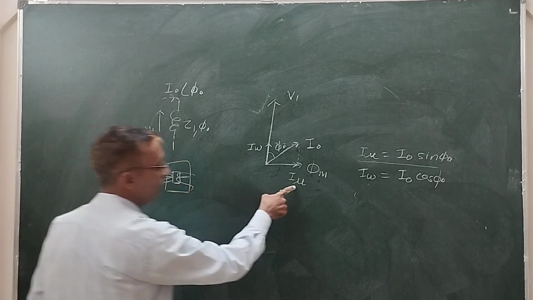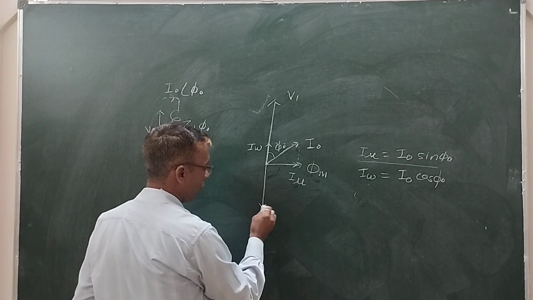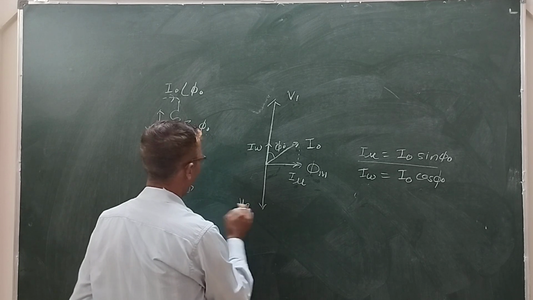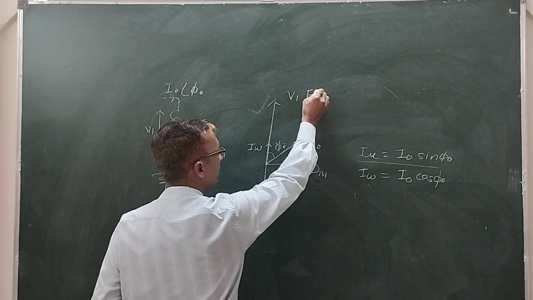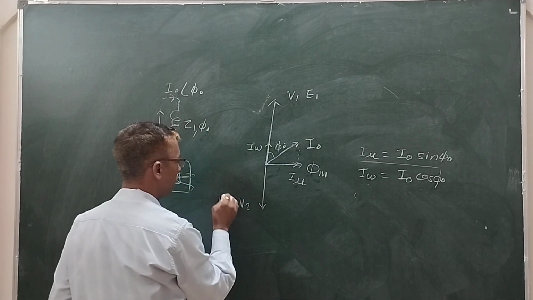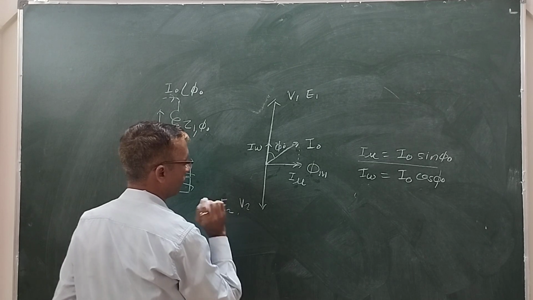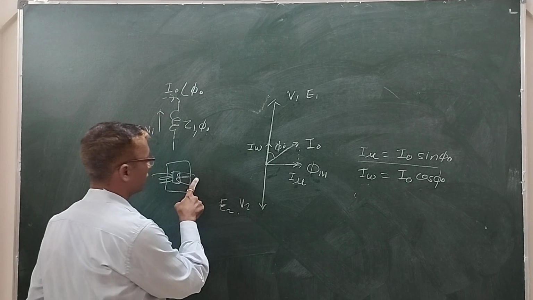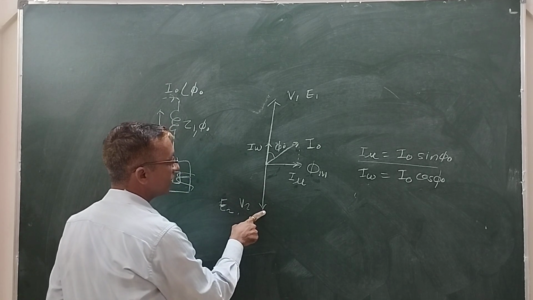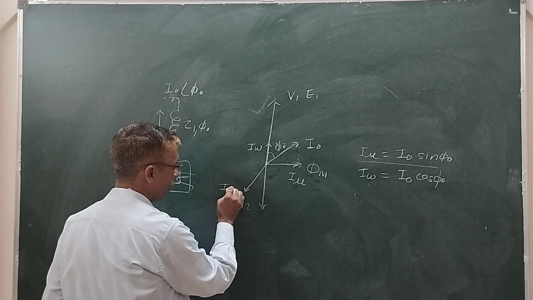This core is having this current, this flux phi m. Because of this phi m, there is establishment of voltage on this side. Normally V1 and E1 are of the same magnitude, because there is only a little difference there. E2 is the voltage established on the secondary side. If I load the secondary side, the current will start flowing. I call it the I2 current.